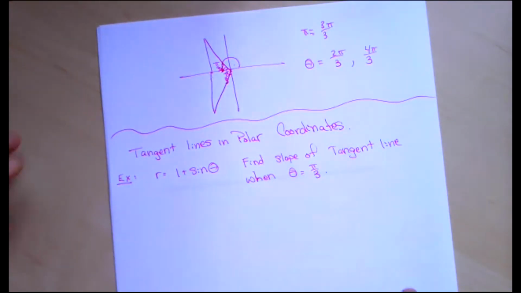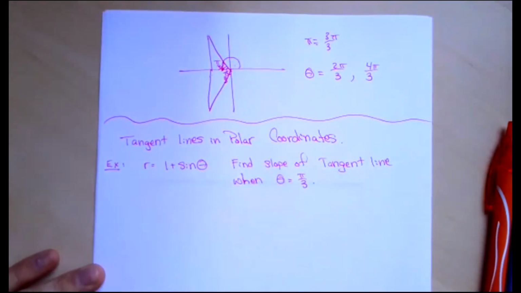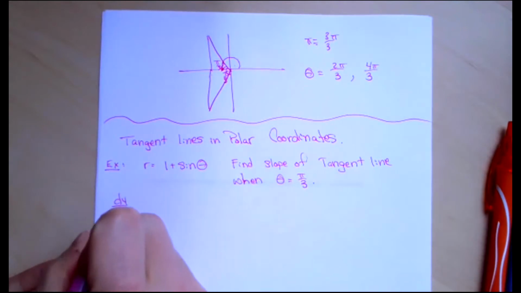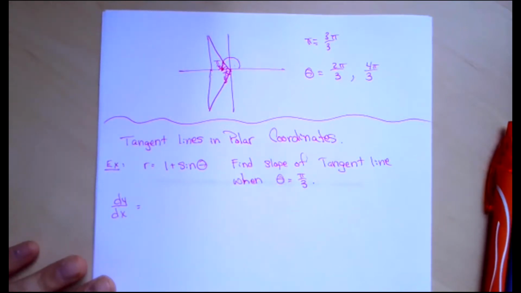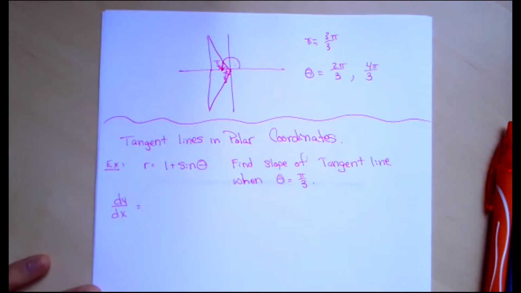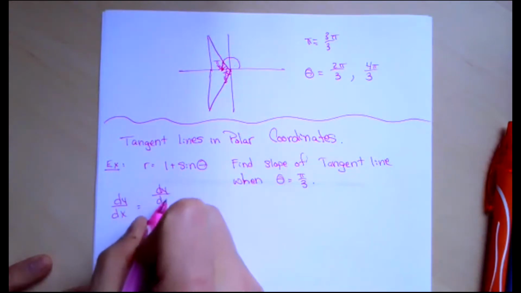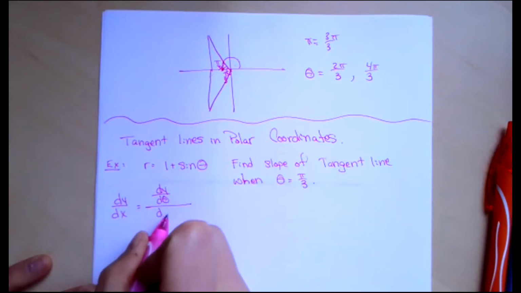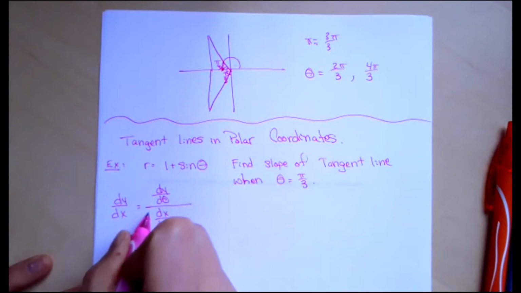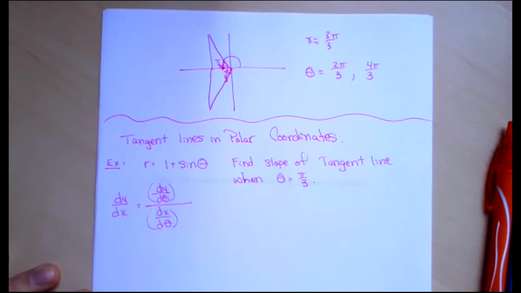Well, just like we did in parametric plots, the slope of the tangent line is given by dy dx. And our parameterization now essentially is going to be theta, because r is specifically in terms of theta. So generically, in terms of our chain rule, we can write it as dy d theta over dx d theta, just like we did when I had x in terms of t and y in terms of t. So how do I get dy d theta and dx d theta?